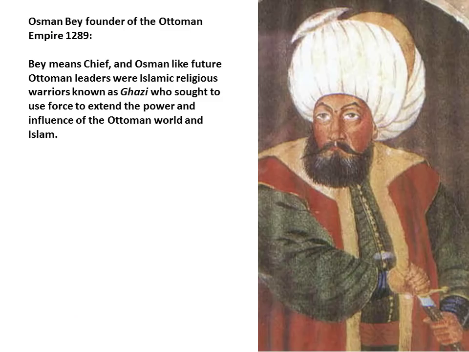The founder of the Ottoman Empire was a guy named Osman Bey, and he's in this painting here. Osman Bey, as you can tell, he's got his hand on his sword. Bey means chief, and Osman was what was called a Ghazi, who's a religious leader who sought to extend the power and influence of Islam in the modern world by force of sword. And so he was a religious warrior, if you will.